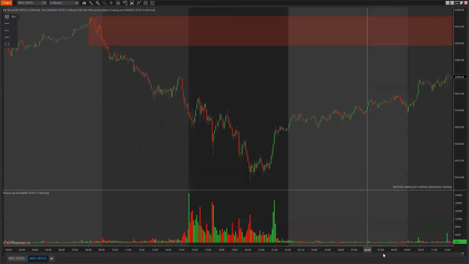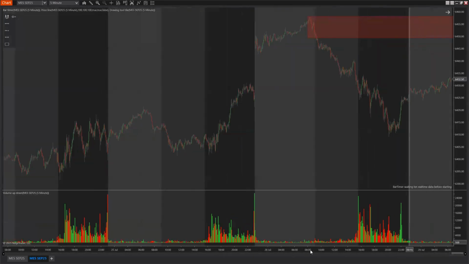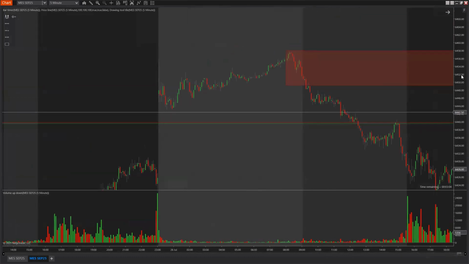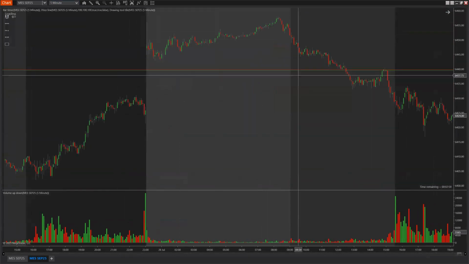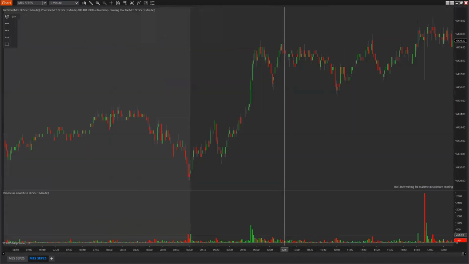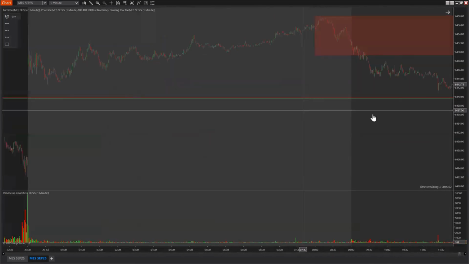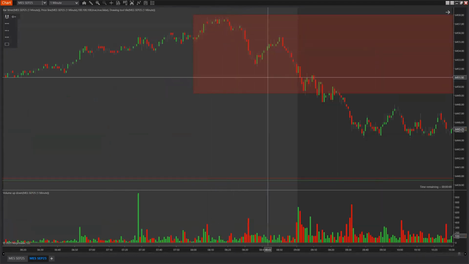So let's take a look on the M5 first and see if we see consolidation. As you can see, there's not really too much consolidation in this move. It's basically just a move up and then a move down. So I don't like this on the M5. Let's look on the M1. On the M1, we can actually see a little bit of consolidation right here before the actual drop happens.